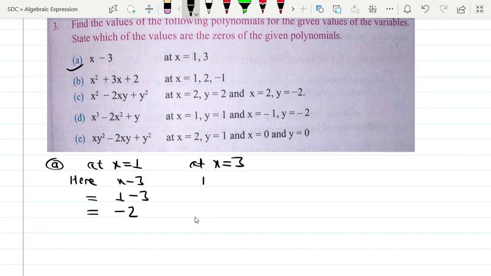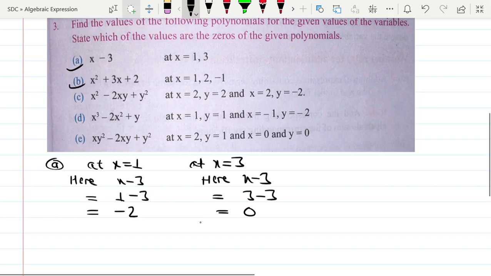Now for the same question at x equal to 3, what will be the value? Let's see. So here again we do have x minus 3, of which we have to find the value, and at x equal to 3 we are finding, so we replace x with 3, so 3 minus 3 you're going to get 0. So this way we got the value of x minus 3 when x is 1 and 3 respectively. So I guess you are clear with this. Now I go with number b, and for that I erase this number a.